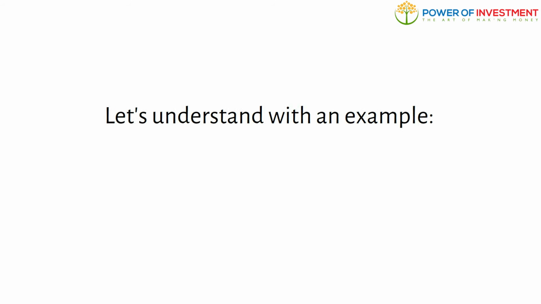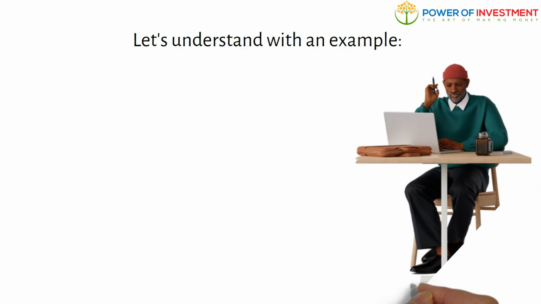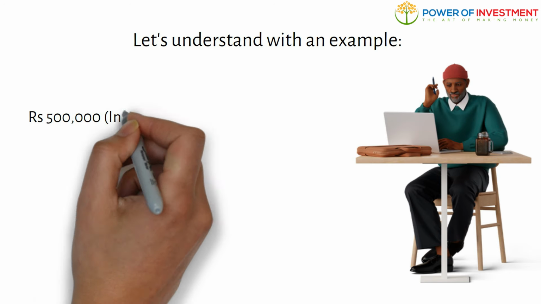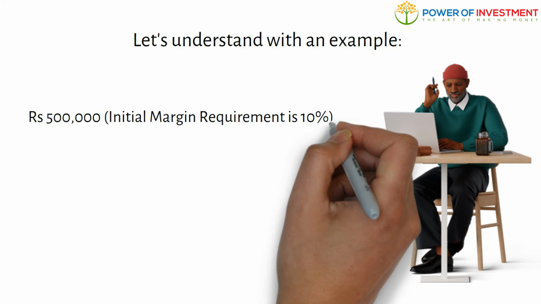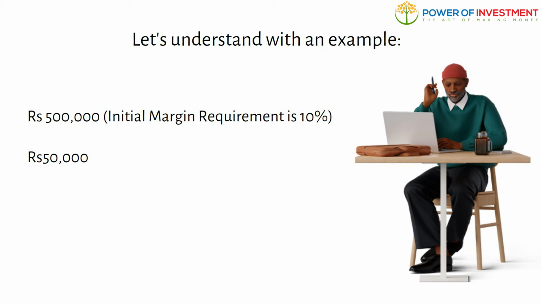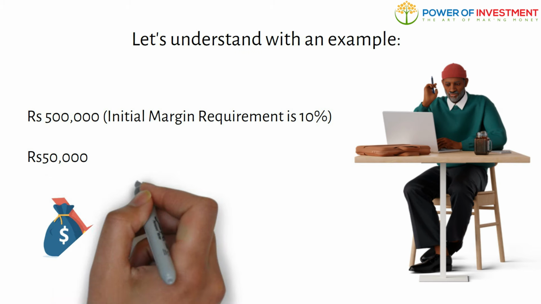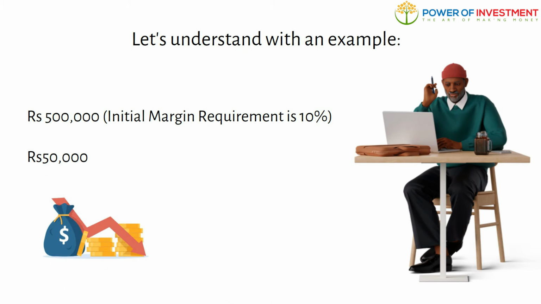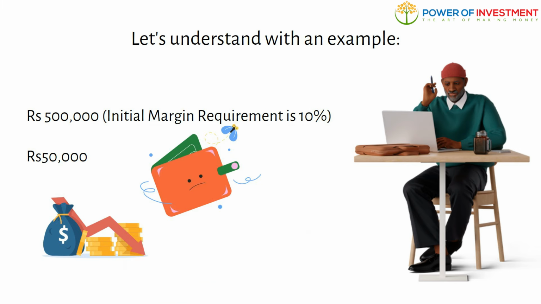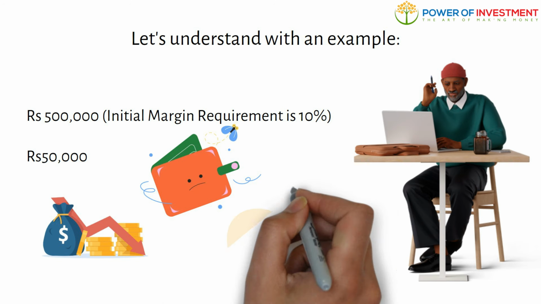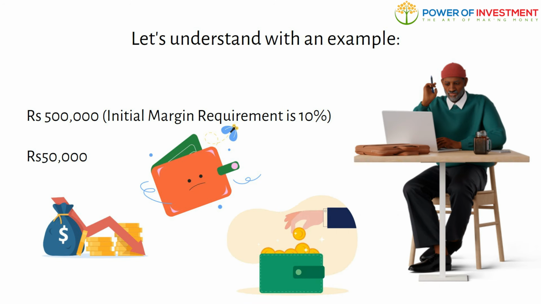Example: understanding margin with a gold futures contract. Now, let's imagine you've decided to buy a gold futures contract. The total value of the contract is 5 lakh rupees and the initial margin requirement is 10%, so you deposit 50,000 rupees. However, if the market moves against you and your account balance drops below the maintenance margin level, your broker will issue a margin call. In this situation, you'll need to deposit more funds to maintain your position.